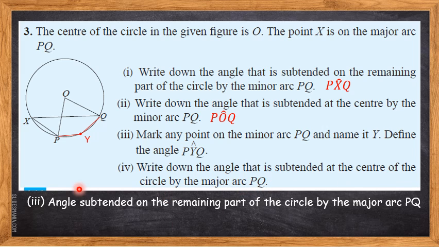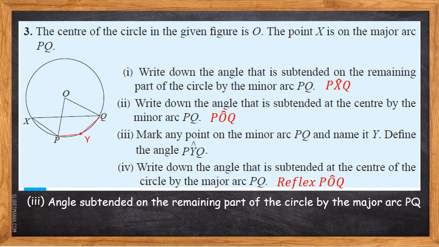Then part 4, write down the angle that is subtended at the center of the circle by the major arc PQ. The major arc is this larger part of the circumference. Then the angle subtended on the center is POQ. If you consider the angle subtended by the major arc, it is this part, and that would be reflex POQ. Therefore, you have to write reflex POQ: the angle subtended on the center by the major arc is reflex POQ.